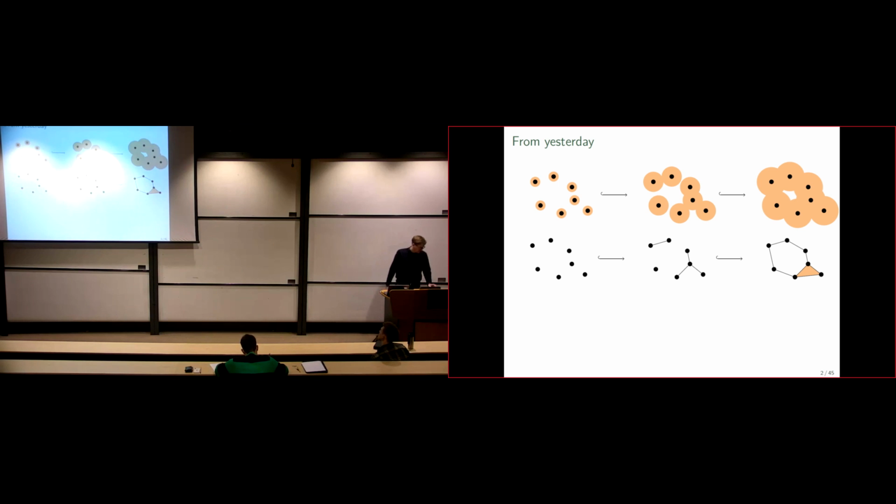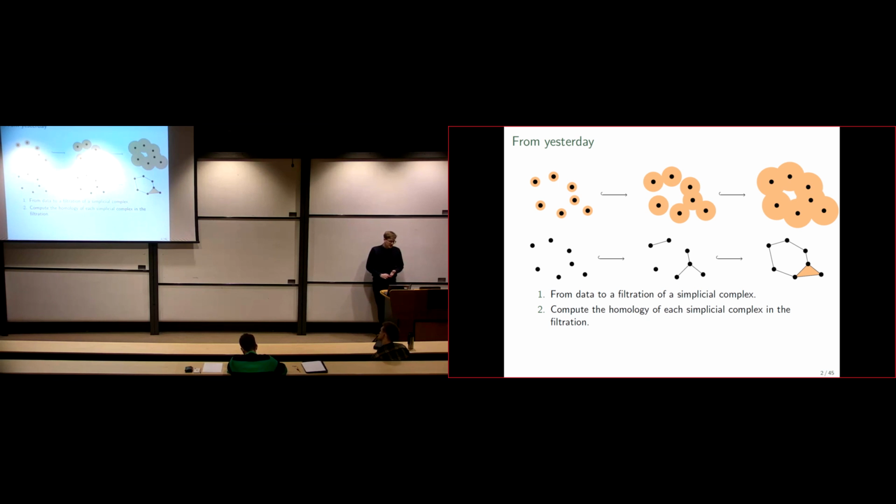Oh, that's the wrong computer. So to summarize, the first step of this pipeline is to go from your data to a filtration of simplicial complexes. Then we compute the homology of each simplicial complex in this filtration. And we collect all of this information into what's called a barcode that Agnese told you about yesterday.